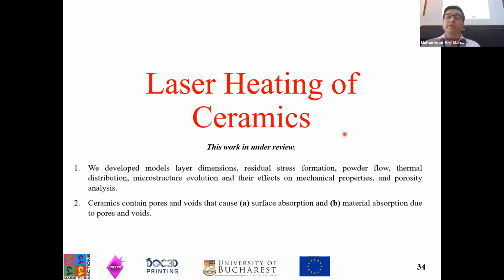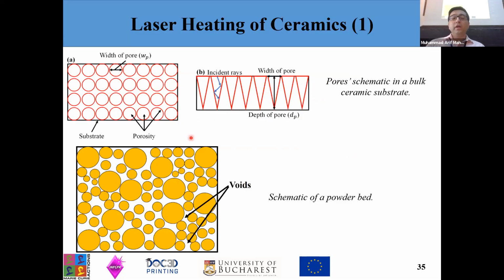And from here onwards, we moved from metals to ceramics. But there are different restrictions with ceramics. The first one is that ceramics behave as insulators in comparison to metals. So if there is a ceramic which can be printed using laser additive manufacturing techniques, there can be 2 types of absorption identified. The first one is the surface absorption, and the second one is the material absorption due to pores and voids.